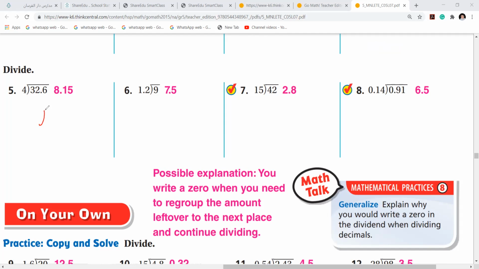It's simple here. What did I teach you? I told you to just put a 0. Remember? 4 times 8 is 32. I put a 0. 6 comes down. 4 times 1 is 4. I have 2 and I have 4 times 5 equals.